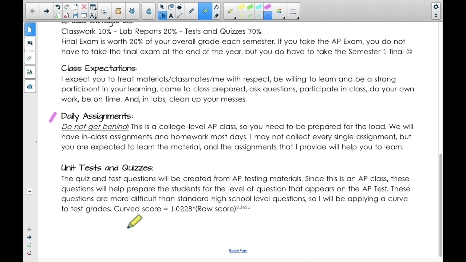We talked about this a little bit the other day. This is the formula that I use, and basically what it does is if you get a 50%, that actually ends up being an 80%. If you get 100%, that ends up being 102%. So this is the curve that I will use. Those quizzes are in the 70% category, so that's where most of your points are going to come from. The way you change your grade, whether up or down, is by the tests and quizzes.